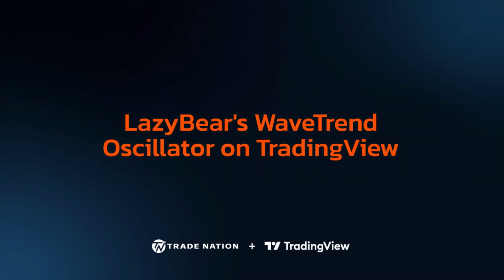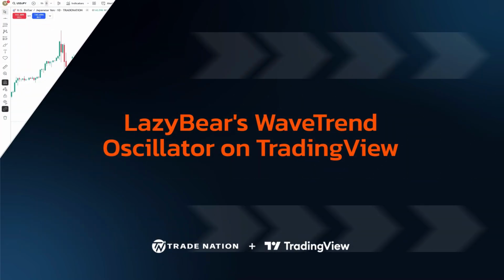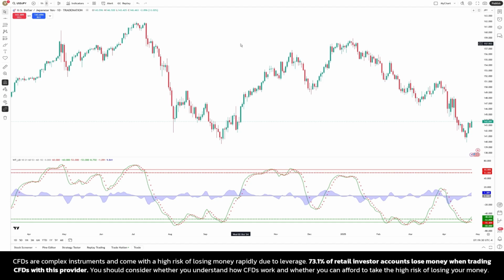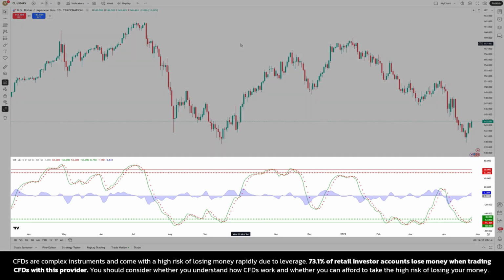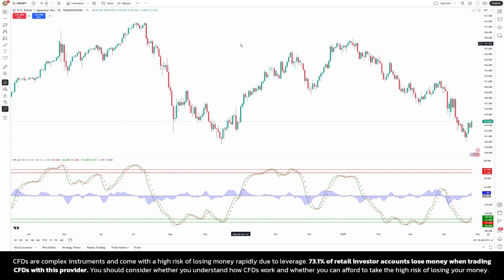LazyBear's WaveTrend Oscillator is a robust momentum indicator designed to identify potential reversals and market momentum shifts clearly and effectively. This oscillator uniquely combines price momentum with volatility analysis to provide traders with precise signals on possible trend reversals or continuations.